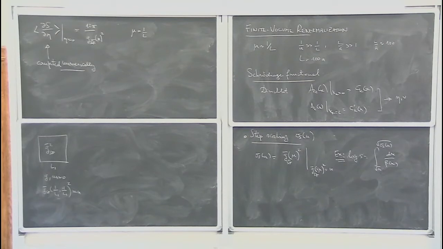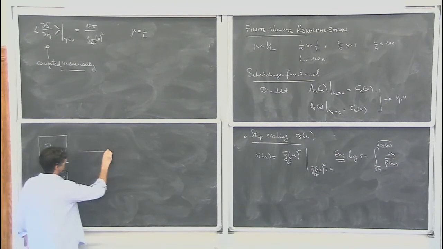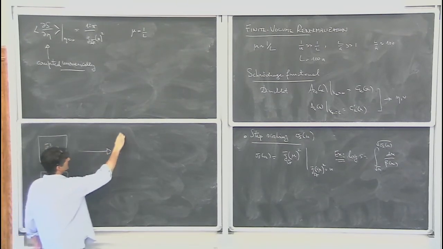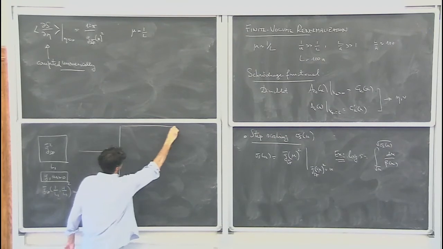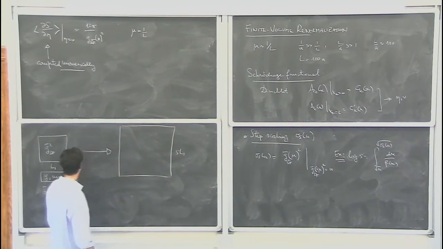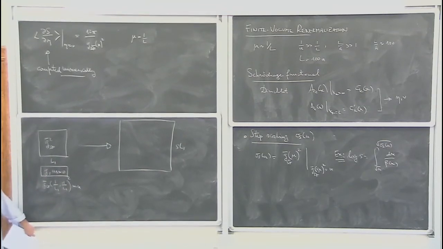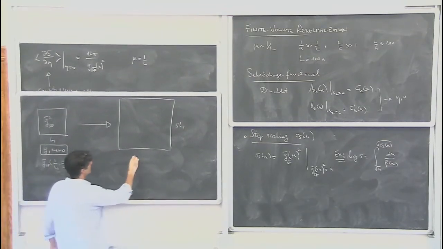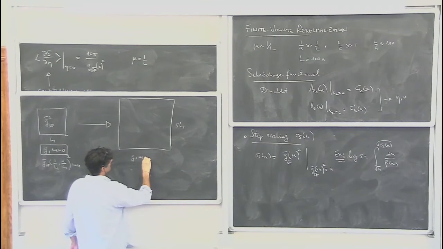Okay? Then we keep the same bare parameters, and we do the same measurement on a bigger lattice of size S times L1. So we keep exactly the same values of G and M.